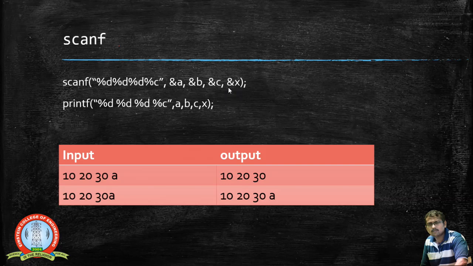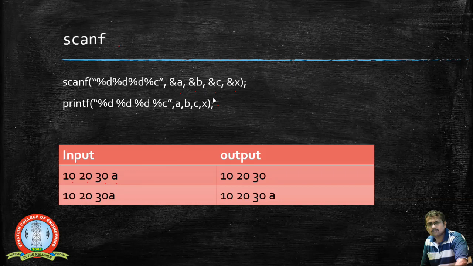Only for the string we won't be using an ampersand, that we know. Now in this case I am trying to get the input for a, b, c and x, and I am trying to print the values in this statement. Suppose I am giving an input like this: 10, then 20, 30 space A. So in between 10, 20, 30 and A there are spaces.